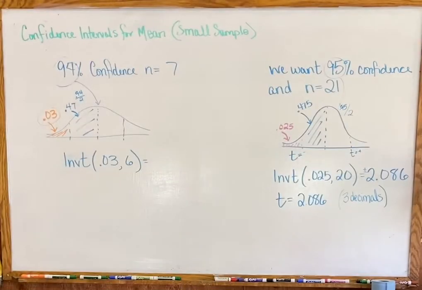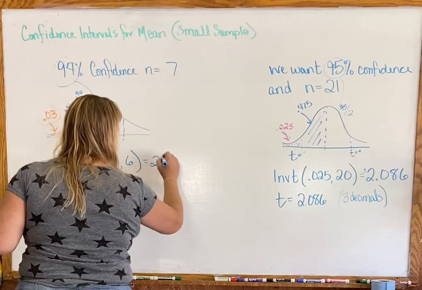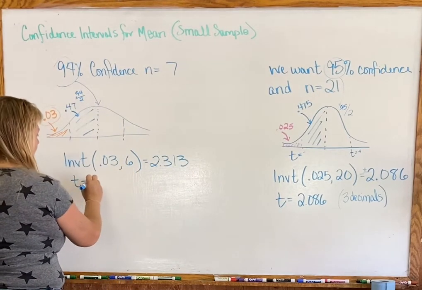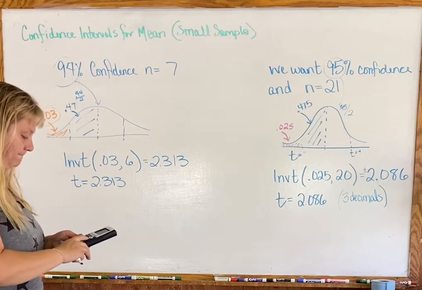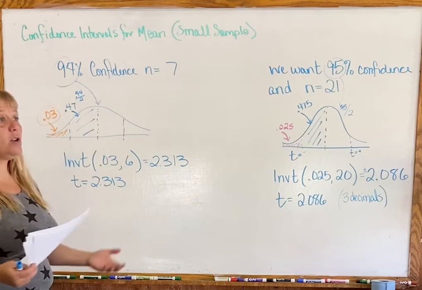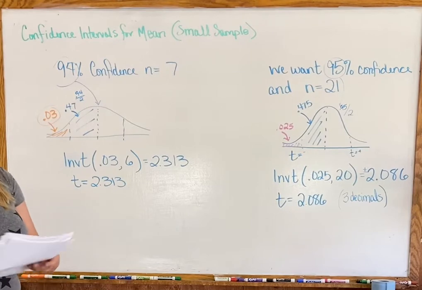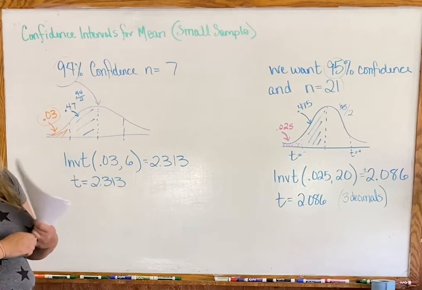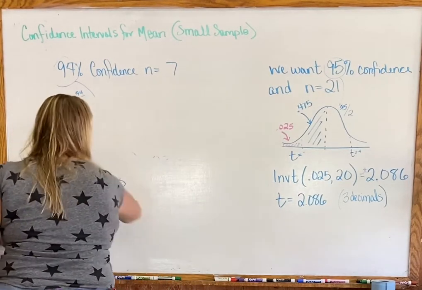All right. Remember, 3 decimal places there. So 2.313. So that is our t. T equals 2.313. All right. Turn that off for a while. Okay, so we are learning how to find t-scores. So instead of inverse norm, you're using inverse t. Now, let's go ahead and get going on the confidence intervals. So we're going to do the whole thing now.